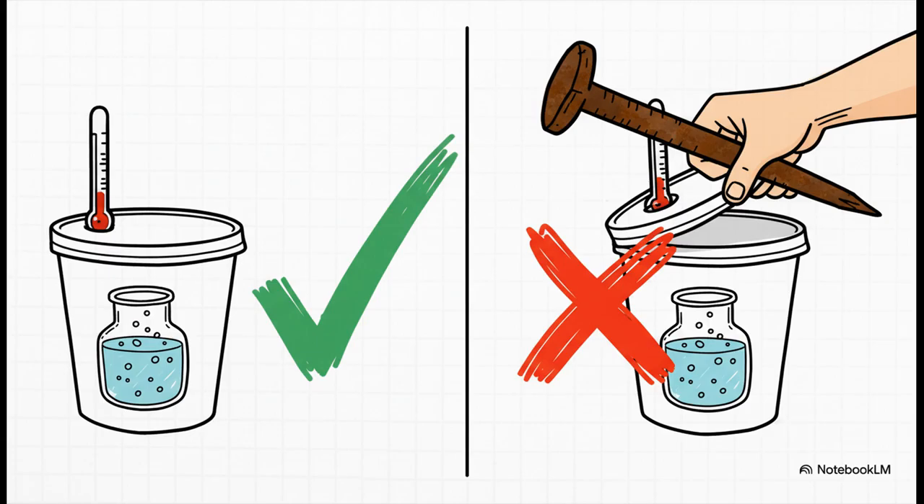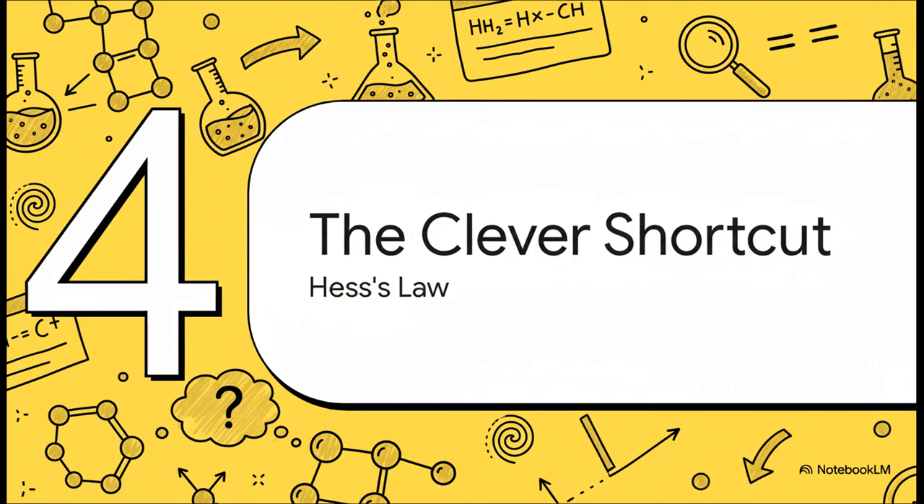And this brings us right back to our original problem. A calorimeter is fantastic for a nice, fast, clean reaction. But you can't just stick a rusting nail in one and expect to see the thermometer budge. It's just too slow. So what now? This is where the genius comes in. When a direct measurement is just not possible, chemists have this incredibly elegant and powerful workaround. It's a fundamental law that lets them calculate the answer without ever having to run the impossible experiment.